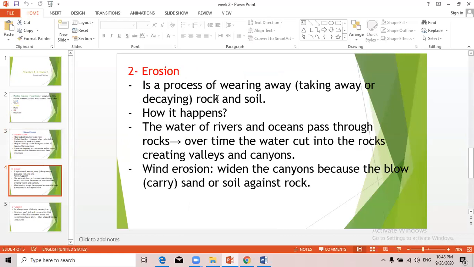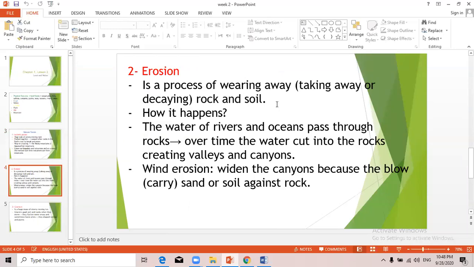Erosion, guys, is a process of wearing away. Wearing away here means taking away or decaying rock and soil. Okay, again, what is the meaning of erosion? Erosion means a process of wearing away. When I say wear away, it means that I take away, or the decaying of rock and soil.